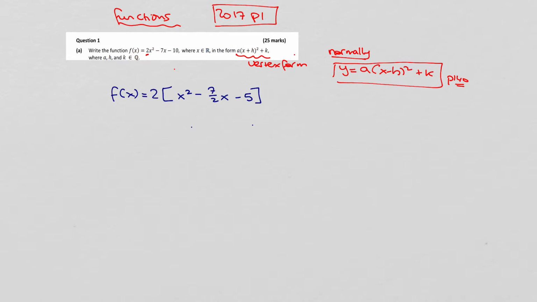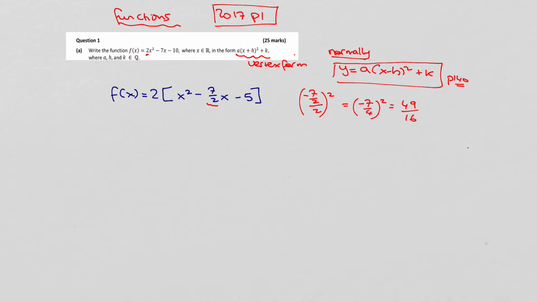So not the nicest of perfect square questions, because obviously you can see straight away we're going to have a fraction in our answer. So what we then do is we take the coefficient of x and we half it, and then we square it. So in other words, we have minus 7 over 2, we have to half that and then square it. So we're going to have minus 7 over 4 to be squared, which gives us 49 over 16.